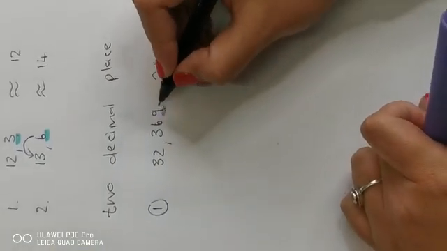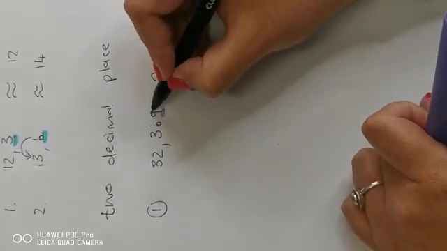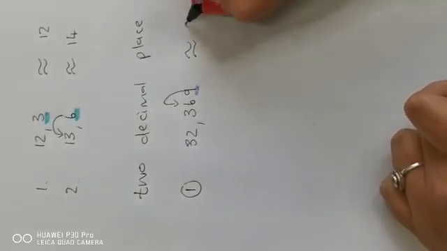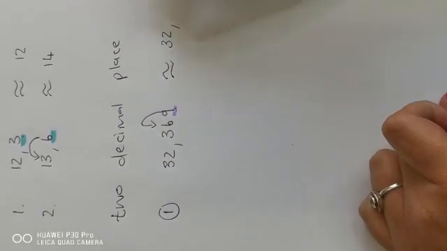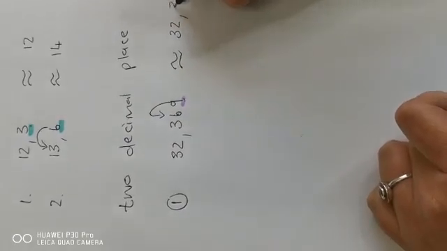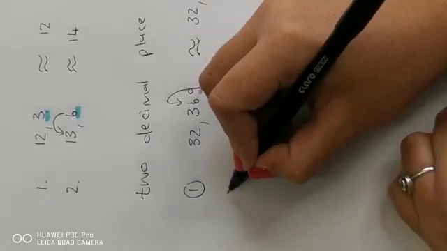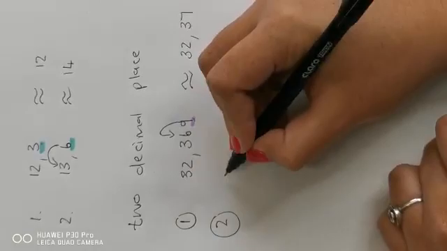If I have to round off this number, this is bigger than a 5, so it's going to have an impact on my 6. So this is how it's going to look like. 32,37.